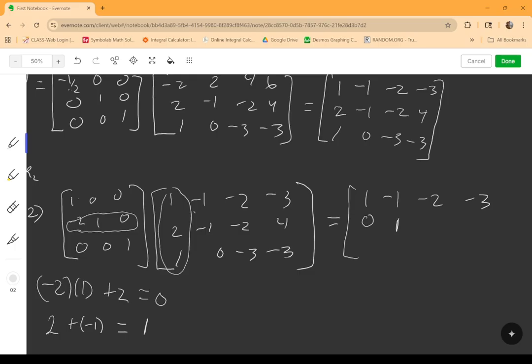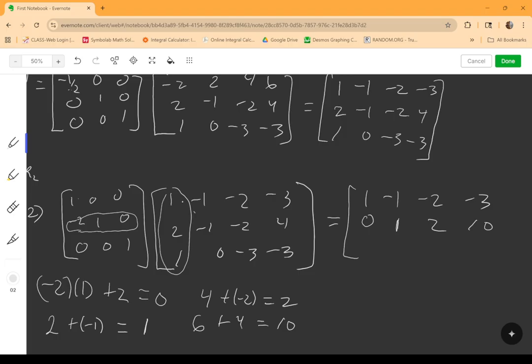All right, and now moving on to the third column here. So negative 2 times negative 2 is 4 plus a negative 2. So that gives me 2. And then lastly here, negative 2 times negative 3 is positive 6 plus 4 equals 10.